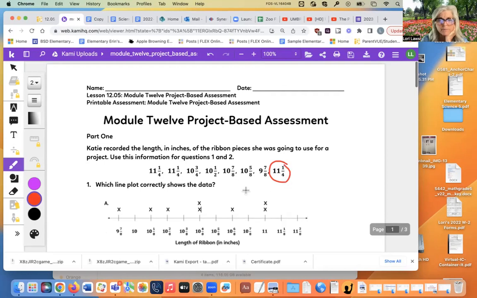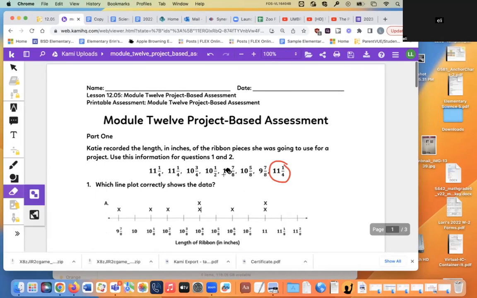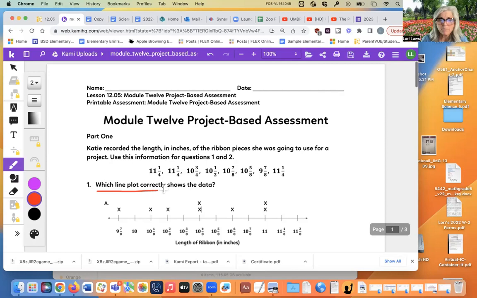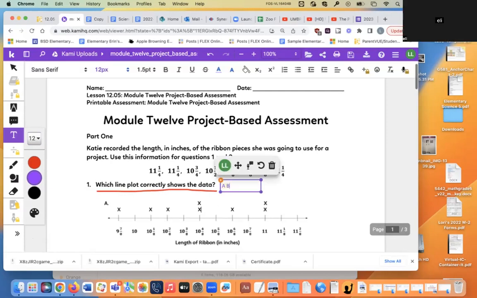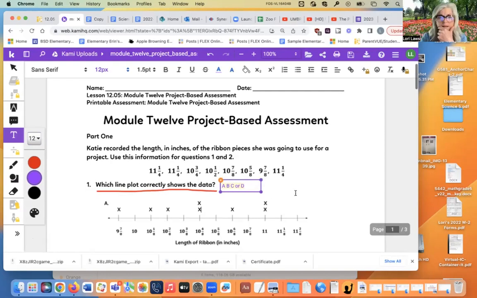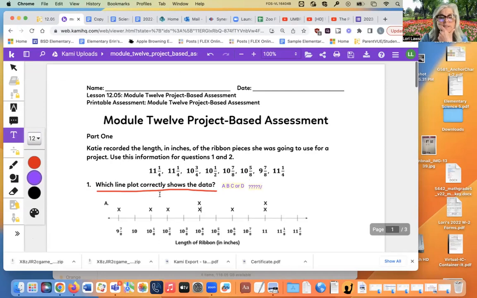Yes, sir. Is the first one like a question? I don't understand what you mean, the first one. Like the first thing you see on the page, the line plots, are those questions? Which line plot correctly shows the data, A, B, C, or D? That's the question. Oh, okay. Right? That's the question. So once you decide that, you could even cross out the others so you don't look at the wrong one.